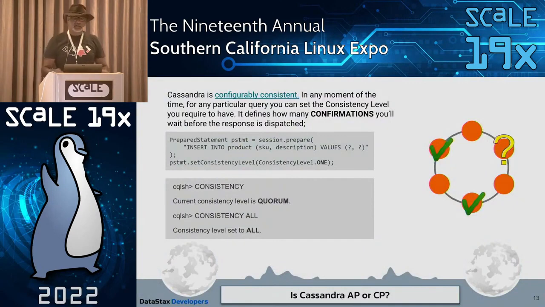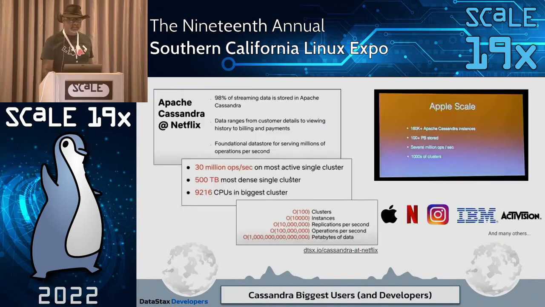Cassandra, like I said, is configurably consistent, which is probably a more palatable term than tunable consistent, right? So there are a number of ways you can do this. Like I said, you can make sure that you get consistency ALL, in which case everybody has to reply and so on.